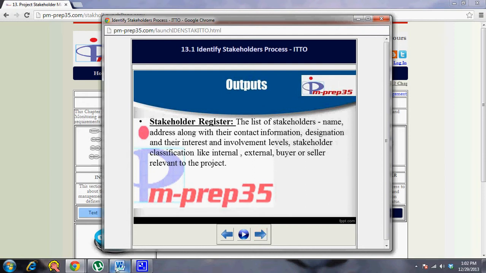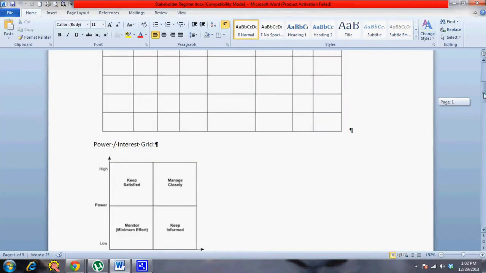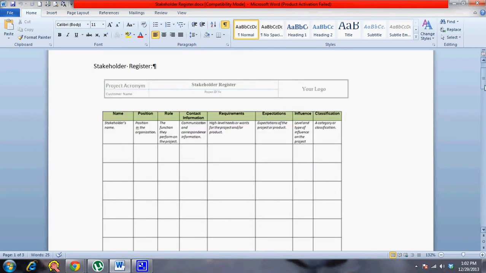If you look at a stakeholder template, it looks like this, wherein you have the name of the stakeholder as one of the columns, and the position of the stakeholder in the performing organization. Then the role of the stakeholder, contact information, and their requirements is another column. Then the expectations of the stakeholder and what influence they can have on the project. Then the classification, whether they are internal, external and all that. Anything more than this, like the power, if you want to add after you put your grid, can also be added to this particular stakeholder register.